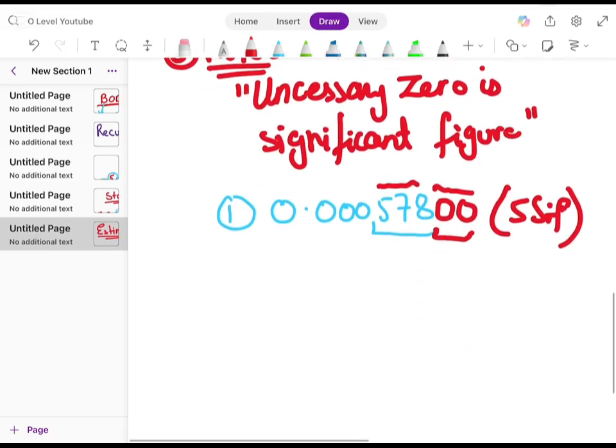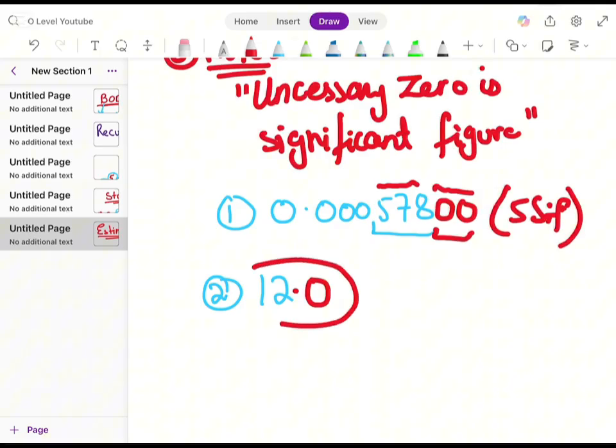One more example we will see. For example, if I write 12, you will clearly say that it is 2 significant figures. But if I write 12.0, as I told you, this .0 is an unnecessary 0. It will not affect the value; the value will always remain 12. But if it is written like this, then I will say it will be 3 significant figures. I hope you understand the basic concept. One more example.